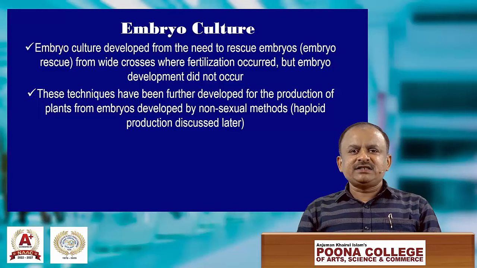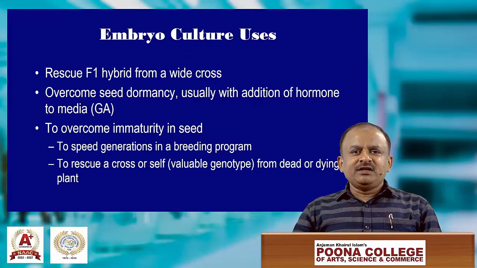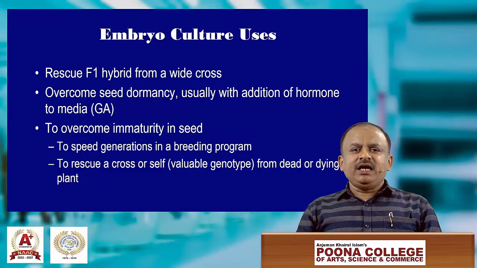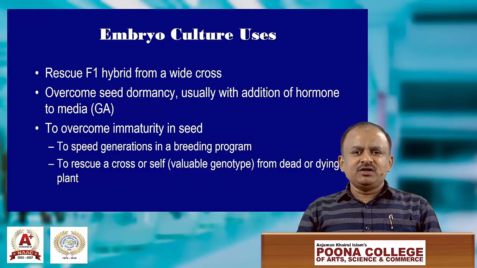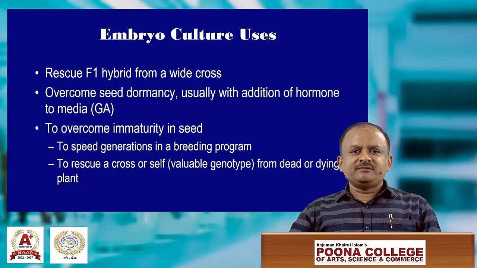These techniques have been further developed for the production of plants from embryos developed by non-sexual methods. In addition to that, embryo rescue in F1 hybrid forms a wide cross, overcomes seed dormancy, overcomes immaturity in the seed, spreads generations in the breeding programs, and rescues a cross or self from the dead decaying plant material.